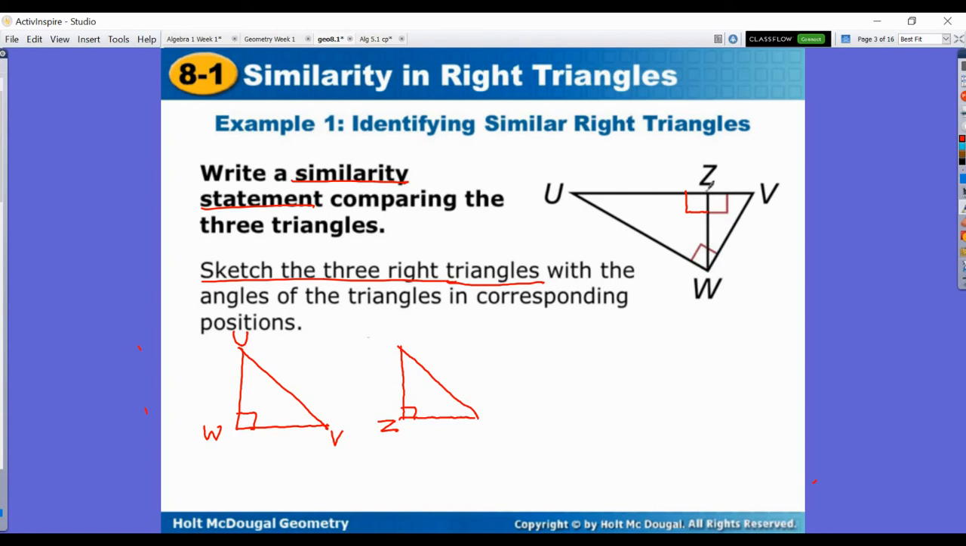My short leg is going to have the point W, and my long leg is going to have the point U. Okay, so U is going to go up here, and W is going to go out there. All right, lastly, I have my small triangle, the little one that's kind of tagged on to the end here. Okay, so we'll get our little triangle drawn out there.